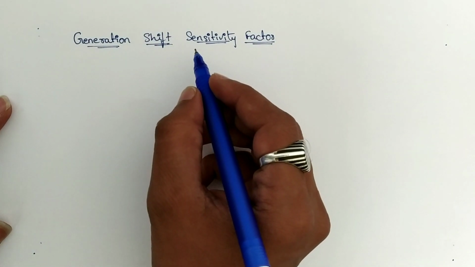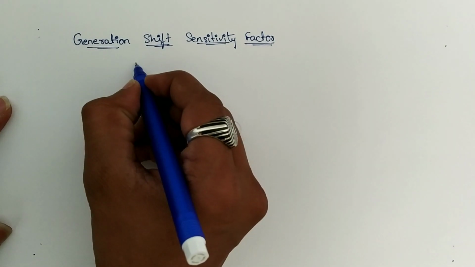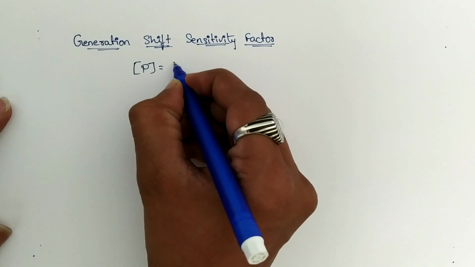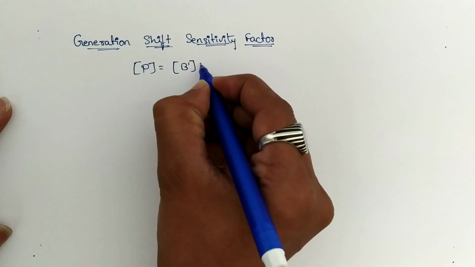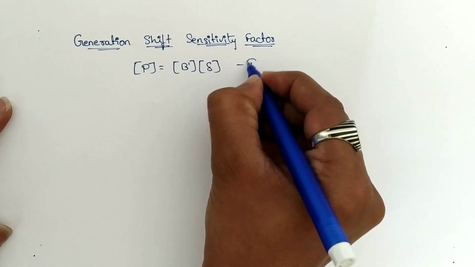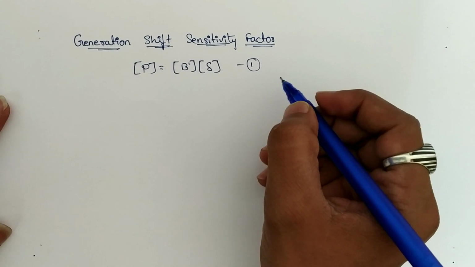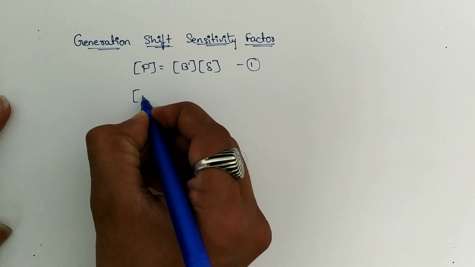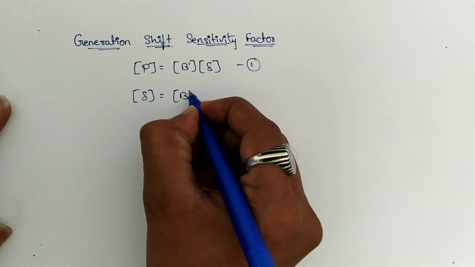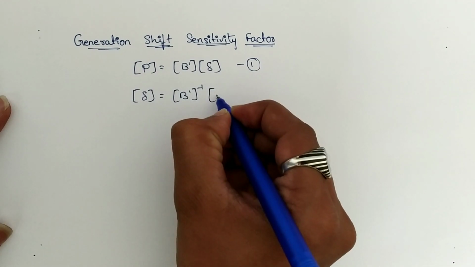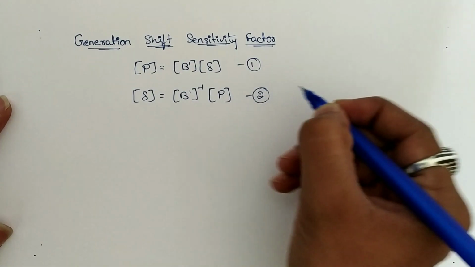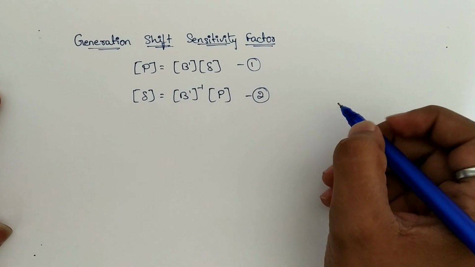from the DC load flow equation we have P is equal to B dash into delta, marking it as equation number 1. On interchanging the parameters, we can rewrite it as delta is equal to B dash inverse into P, marking it as equation number 2.